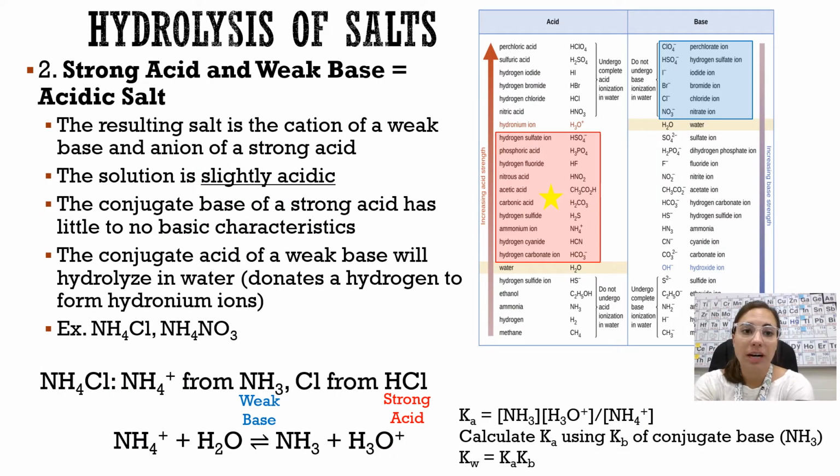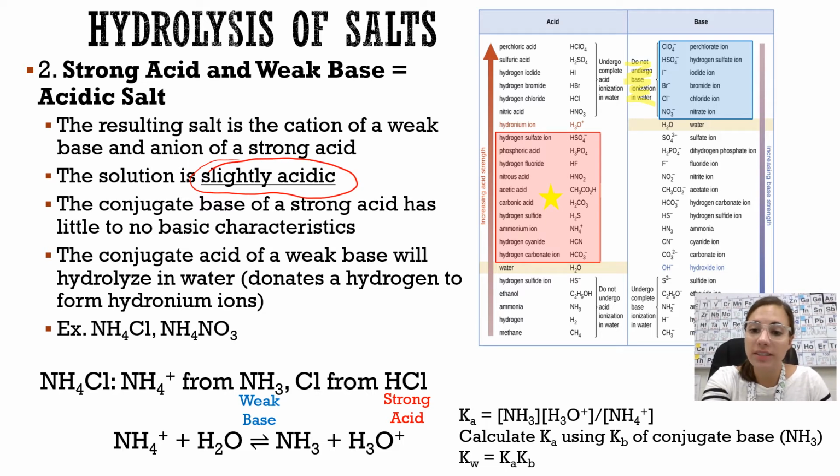This time we are combining a strong acid with a weak base. So if I have a strong acid, just like before, the conjugate of that strong acid does not undergo base ionization in water. But this time we have a weak base. So the conjugate of a weak base is stronger than water, meaning it can hydrolyze with water. And what is the conjugate of a base? It's an acid. And so that's going to make that salt slightly acidic.